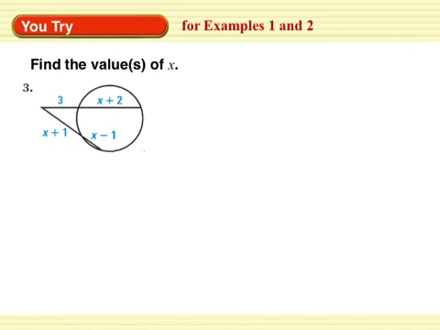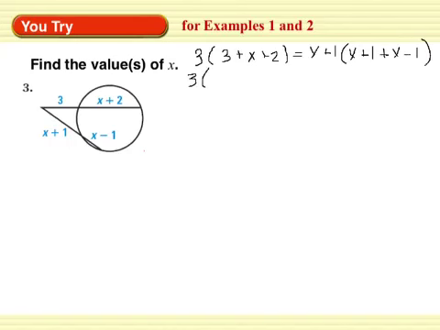Next. Okay, this one we're going to do together. It's a little bit confusing, so let's set the problem up. 3 times 3 plus x plus 2 equals x plus 1 times x plus 1 plus x minus 1. Crazy. Simplify. 3 times x plus 5, 3x plus 15. Here, those cancel out.